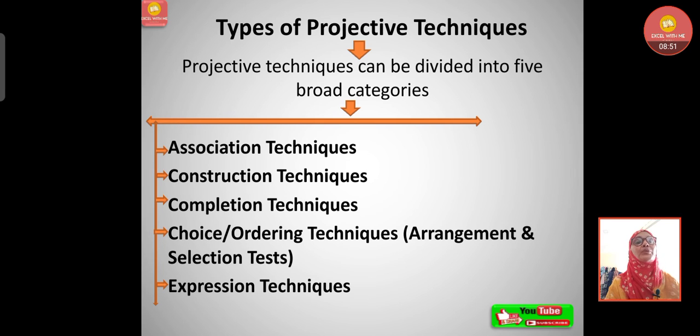The types are association techniques, construction techniques, completion techniques, choice ordering techniques or arrangement and selection tests, and expression techniques.